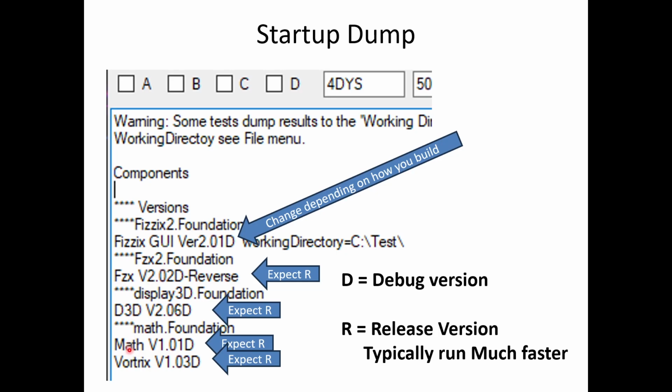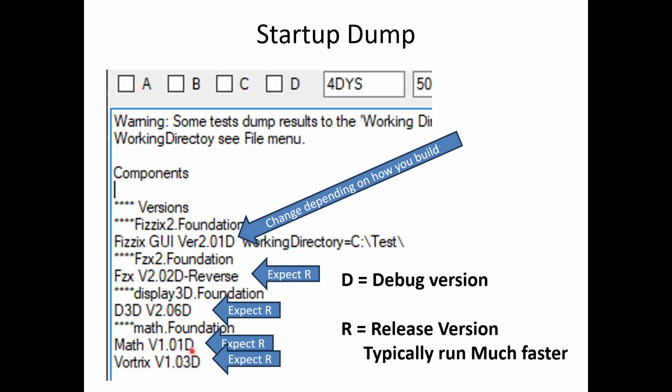It'll go search for all the component versions. Here's the GUI version. Here's the Fizzix library version. Here's the Draw3D wrapper on top of SlimDX. Here is the vector versions, and here is the Vortex algebra version.